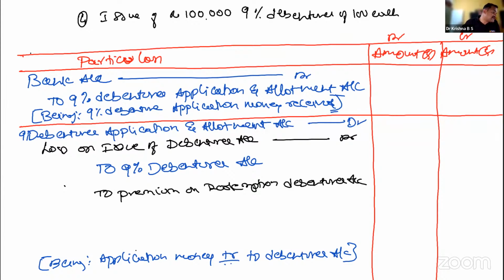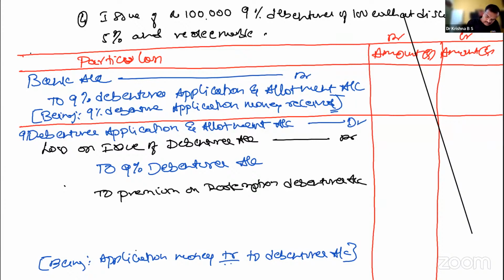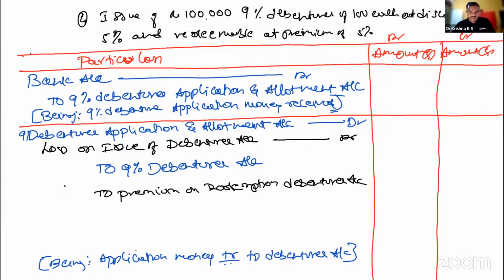Issue of rupees 9% debentures at a discount of 5%, but redeemable at a premium of 5%. I said in this case, both the entries will be the same. The entry will not change, but only the amount will change. Here, we have issued at a discount of 5%. Minus 5% discount, this becomes 95,000.